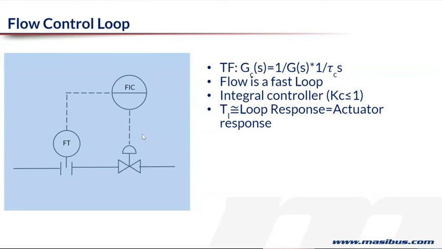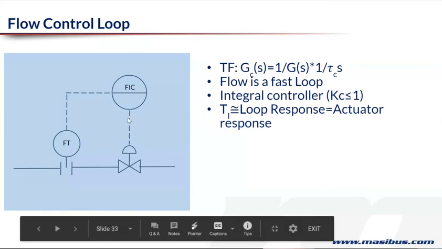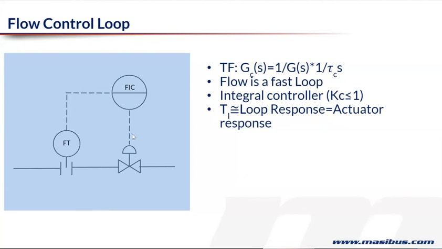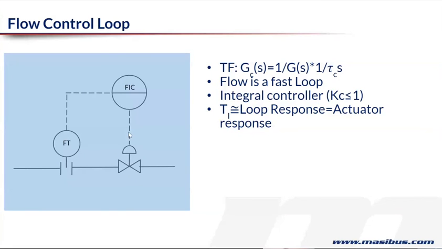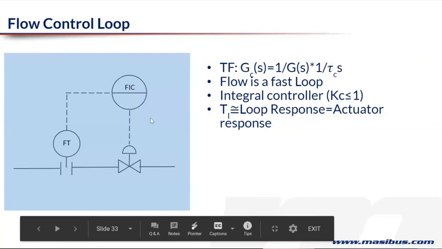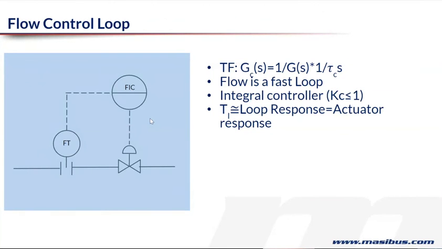And because flow is a very fast loop, what will you set your integral term to? Whatever is the loop response. And what is the loop response? It is going to be your valve response or your actuator response. So you give a signal to your valve and the valve responds in, say, 2 seconds. So you set your integral term to 2 seconds, or your valve responds in 10 seconds, you set it to 10 seconds. This will make sure that you are always at your set point. So for flow, the settings are very easy.